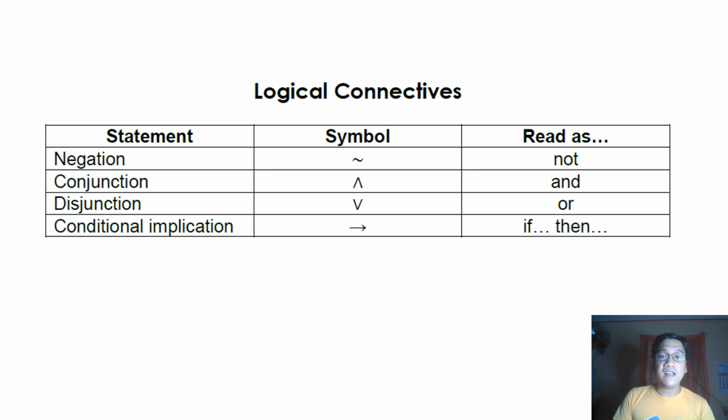So, these are the logical connectives. We have the negation. Our symbol is this symbol, tilde. It is read as not. For our conjunction, our symbol is this one, and then it is read as and. Disjunction, our symbol is this one, and it is read as or. And for our conditionals or conditional implication, our symbol is this, and it is read as if, then.